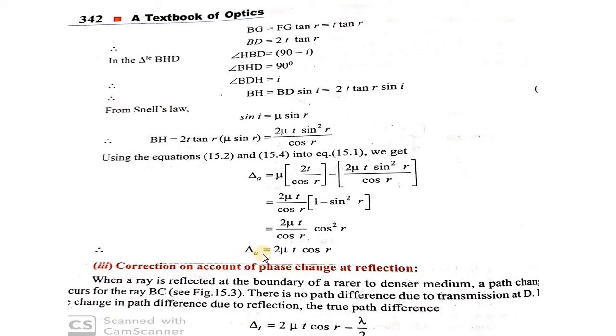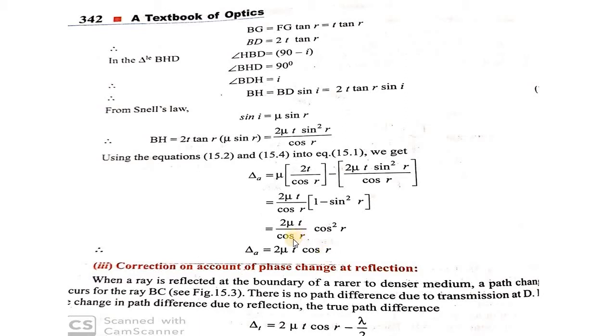It is denoted by delta, and it is equal to 2 mu t cos r. This equation is also known as the cosine law. You just note it down there. This is purely the path difference between the rays reflected from the upper and lower surface of a thin film.